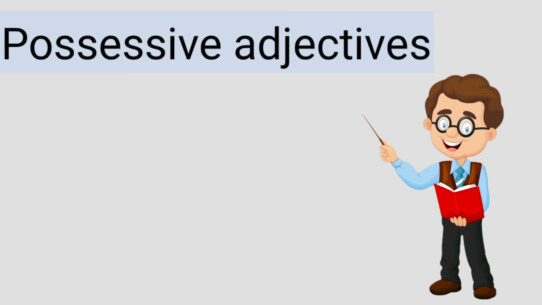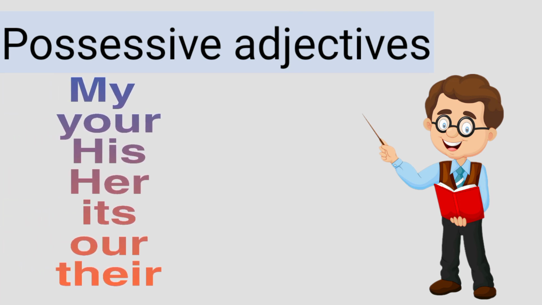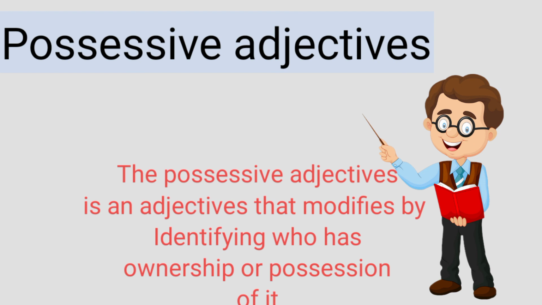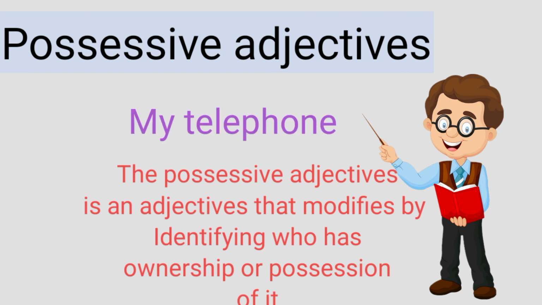Possessive adjective. The possessive adjectives are my, your, his, her, its, our, their. The possessive adjective is an adjective that modifies by identifying who has ownership or possession of it. My telephone, my book.